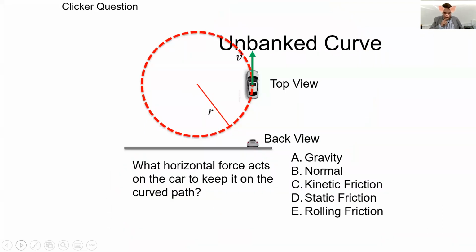So here's a poll. What horizontal force acts on the car to keep it on a curved path? You're on the highway, turning left, going up, and this is your back view. Let's do a poll. Is it A, gravity, B, normal force, C, kinetic friction, D, static friction, or E, rolling friction?